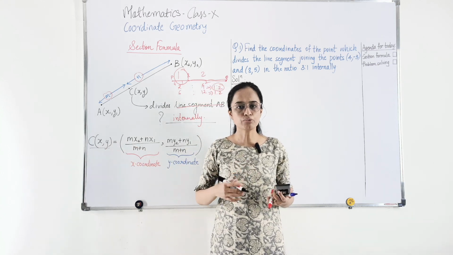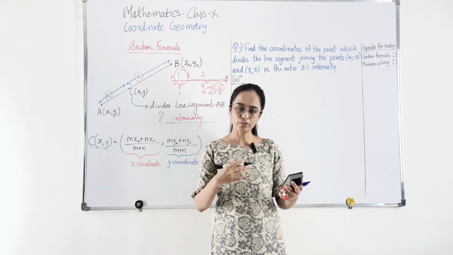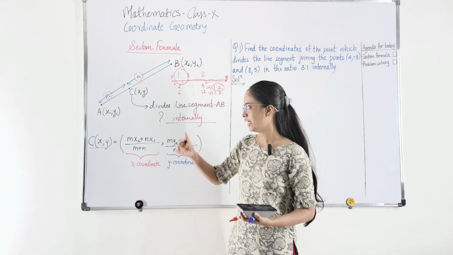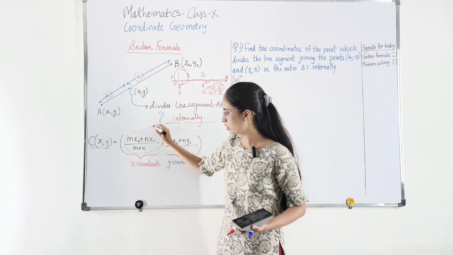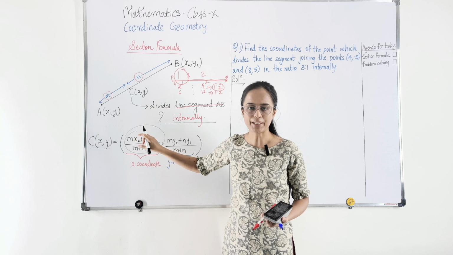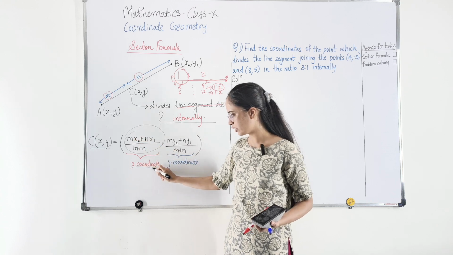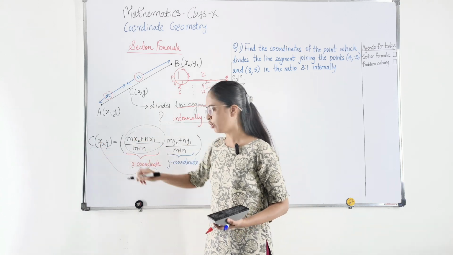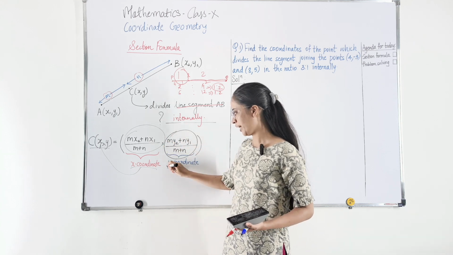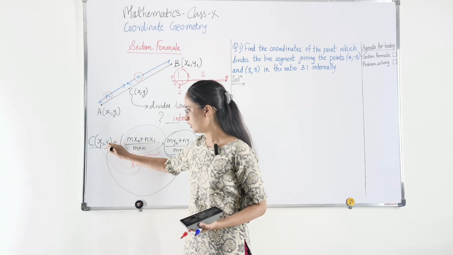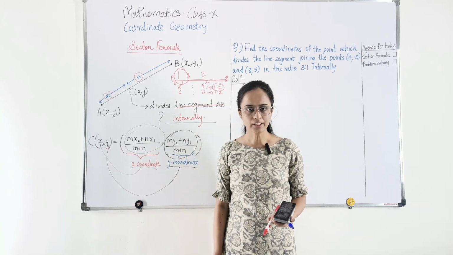That is, we are supposed to find the x value and the y value for point C, which divides the line into two parts. Now this first quantity that we are getting, that is nothing but your x coordinate, that is the value of x, and the second value that you are calculating, that is your y coordinate, that is your y value for the point C.